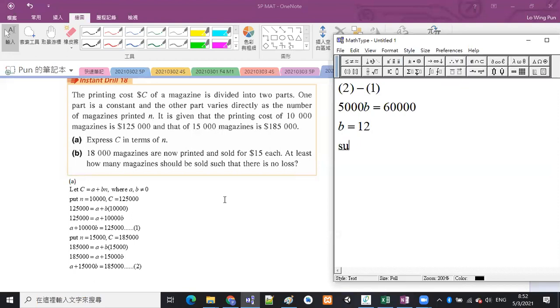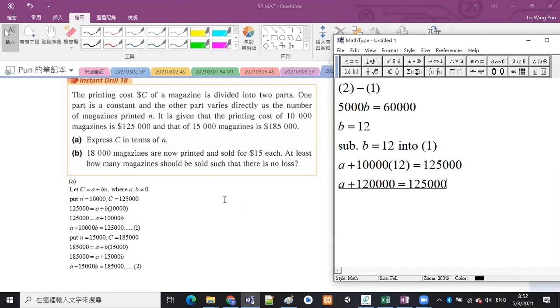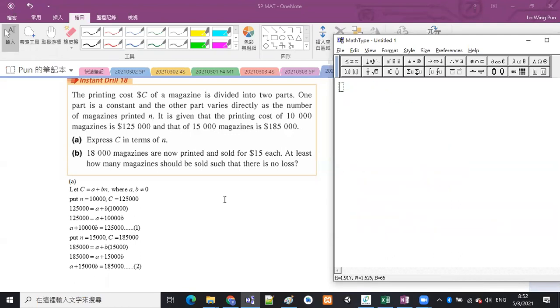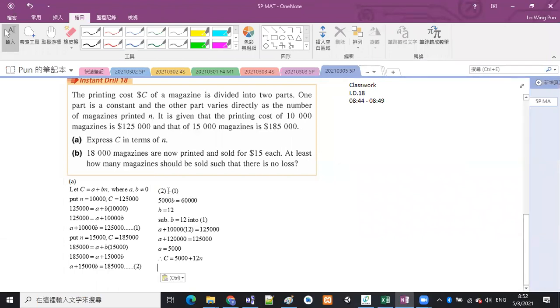Okay, when we have found the value of B, and then we substitute the value of B into equation 1 to calculate the value of A. So A plus 10,000 times 12 is equal to 125,000. Simplifying the numbers like this. And then A is equal to 5,000. When we have found the values of all the unknowns, then we can write down the complete information of the equation. Therefore, C is equal to 5,000 plus 12N. And that is the answer of part A.